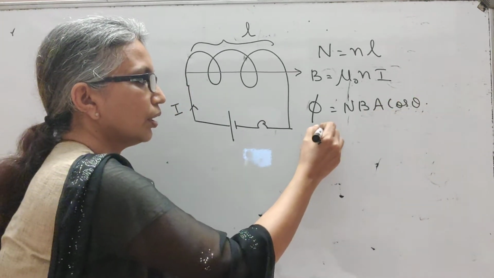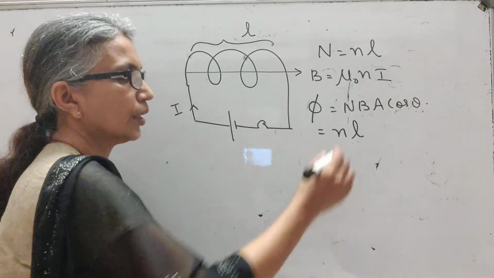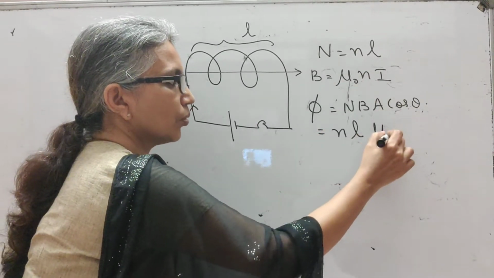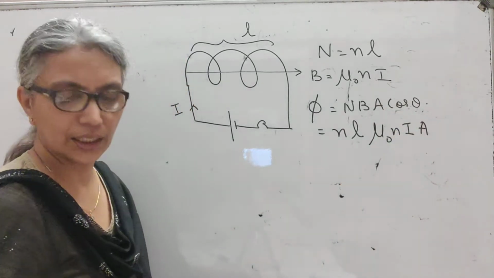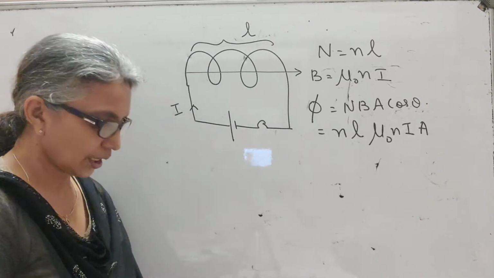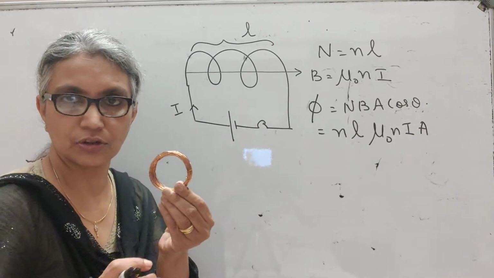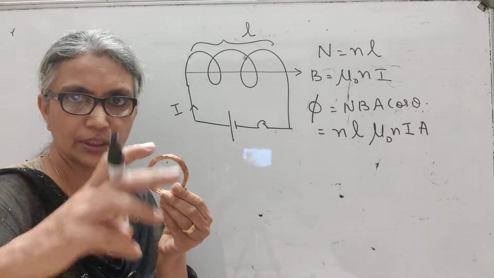Now here I can write N as n into L. B is mu 0 n I. Area I will leave it as A. Theta, as you know, is the angle between B and A. And I told you this is just a circular coil. If it is spread over a length, it becomes a solenoid.